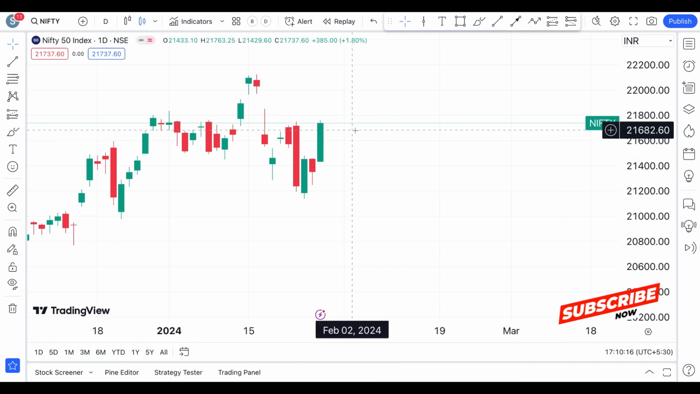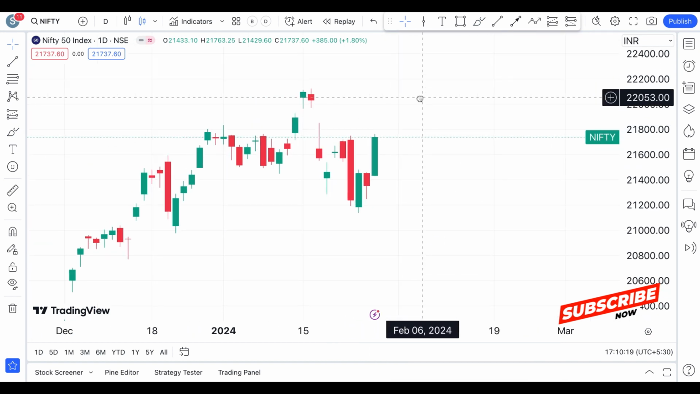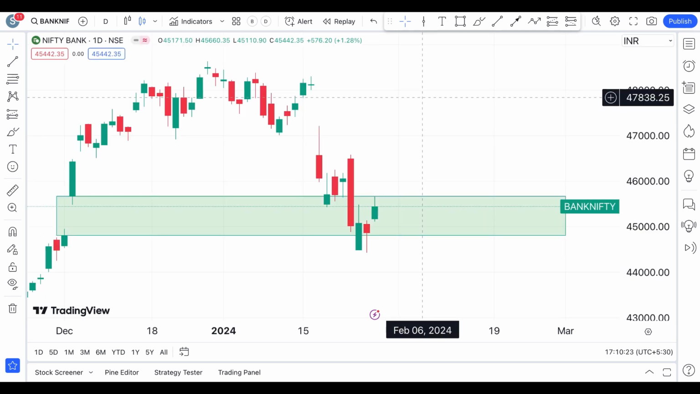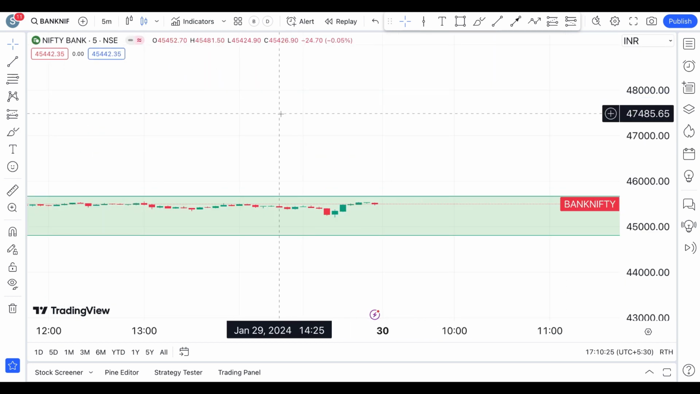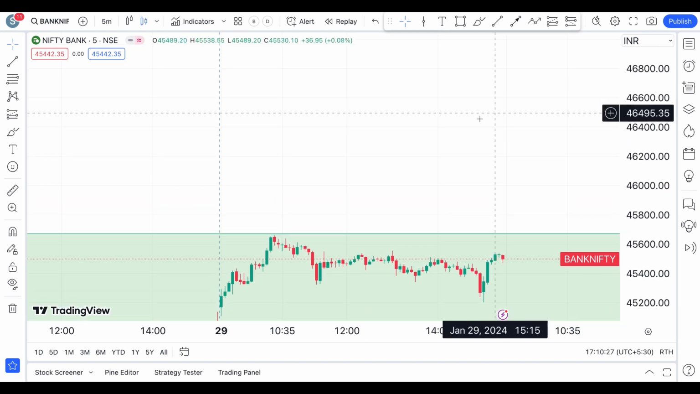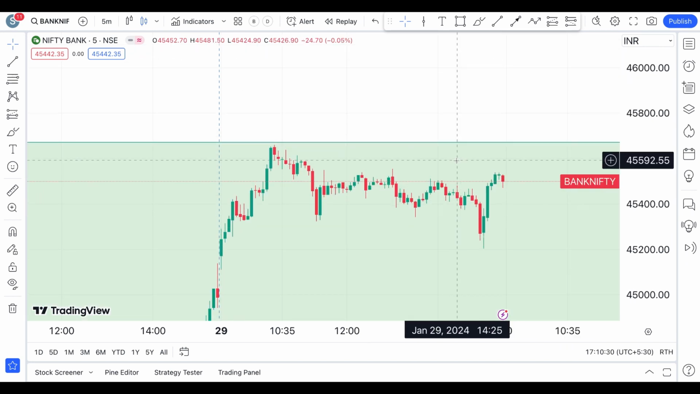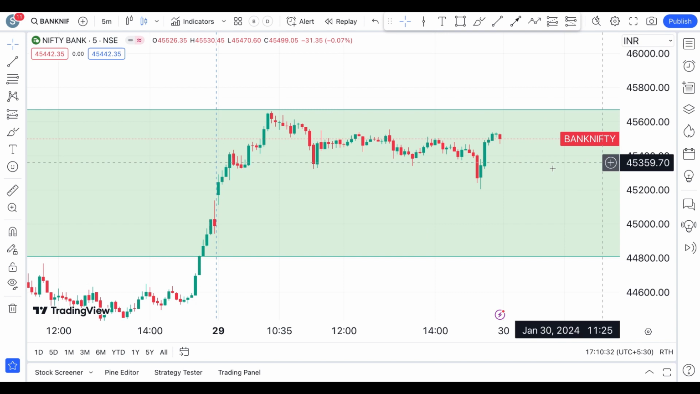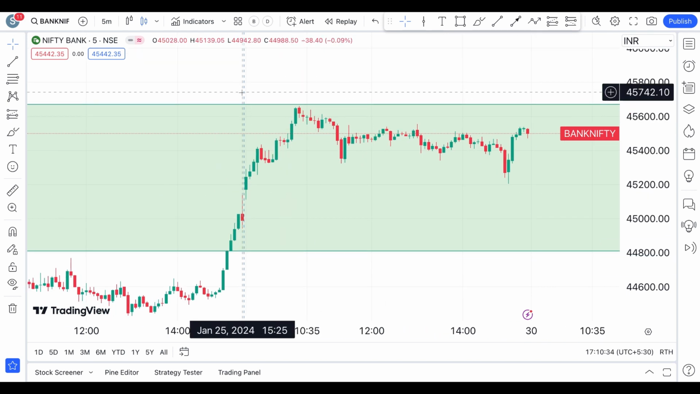So that is how Bank Nifty and Nifty are looking on a daily time frame. But let's see how the Bank Nifty chart is looking on a 5 minutes time frame. So this green zone is coming from the daily chart. So as you can see here, let me remove that.